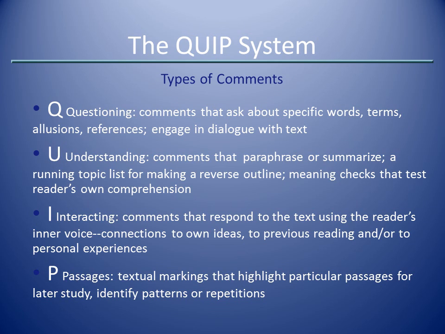U is for understanding, that is, comments that paraphrase or summarize. You should keep a running topic list for making a reverse outline. So you're writing in the margin a few words about each paragraph so that you have a sense of, okay, this is how it develops. A lot of times you make an outline of something that you're going to write. A reverse outline is something you do while reading about something that's already been written, and you try to figure out what the structure of that is.